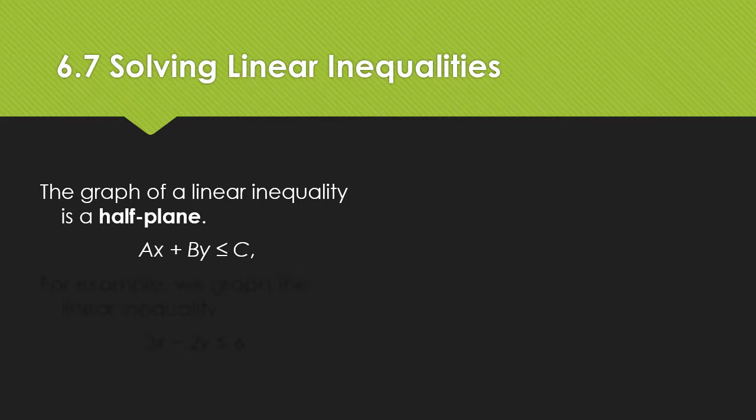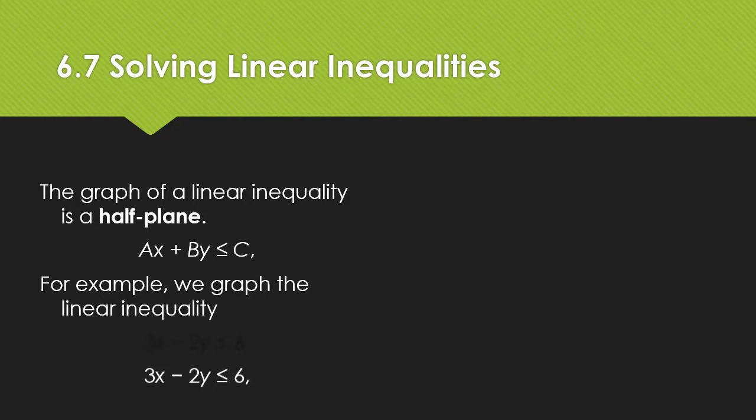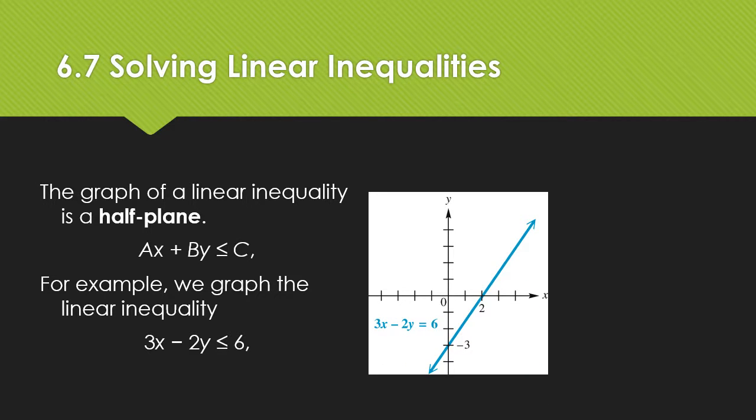So for example, let's say we want to graph 3x minus 2y is less than or equal to 6. The first thing we do is we graph the line, 3x minus 2y equals 6. Now what we need to do is figure out which side of the line contains the points that will be solutions for this problem, because all of the points will lie on one side or the other of this line. Now there's a lot of different methods of doing it.